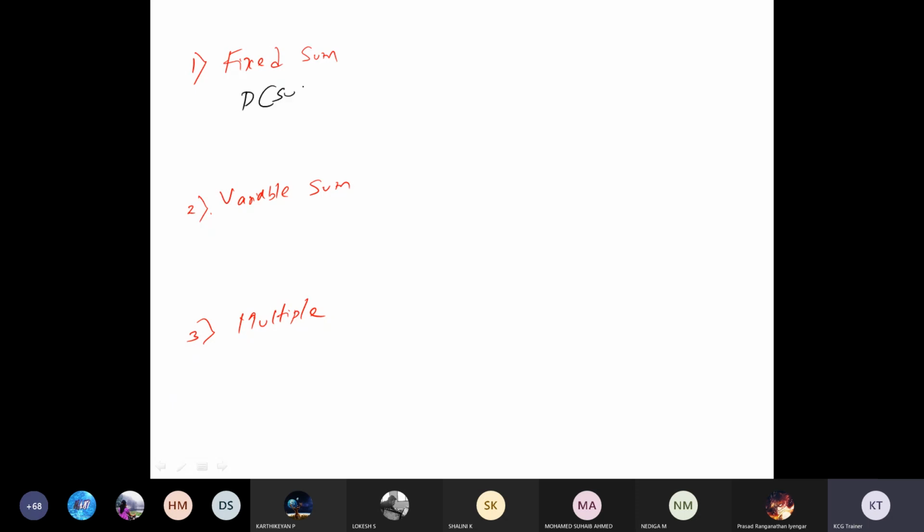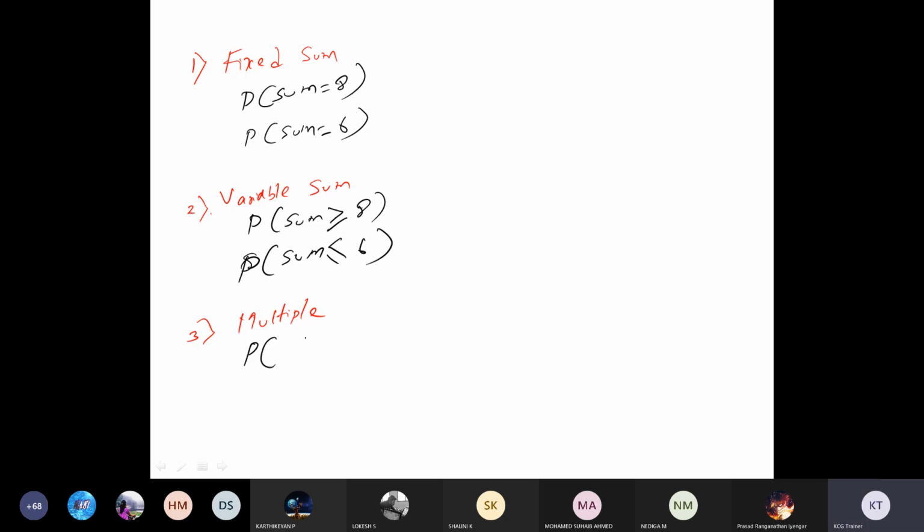Probability when two dice are rolled, sum is exactly equal to 8. Probability sum exactly equal to 6. Probability sum greater than equal to 8. Probability sum less than equal to 6. Probability the sum of two numbers divisible by 3. Probability the sum of two numbers divisible by 4 or 6.